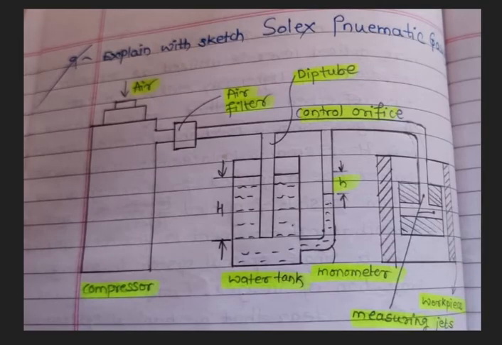Next, explain the Solex pneumatic gauge with the sketch. You can see the sketch there, which consists of a compressor, air filter, dip tube, control orifice, water tank, manometer, workpiece with measuring device, and measuring jets.